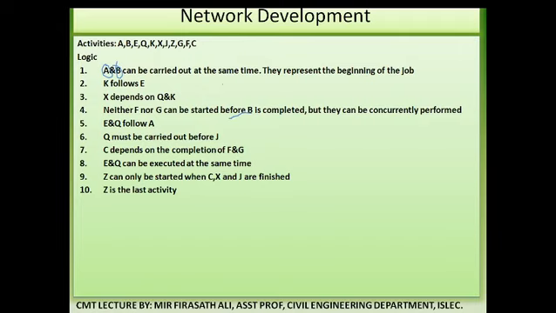So, now let us see how to draw this network diagram. As you can see, it is already given over there. A and B can be carried out at the same time. Look at this point 1. First we will draw the logic of this point 1. A and B represent the beginning of the job, and the beginning of the job is always from event 1.